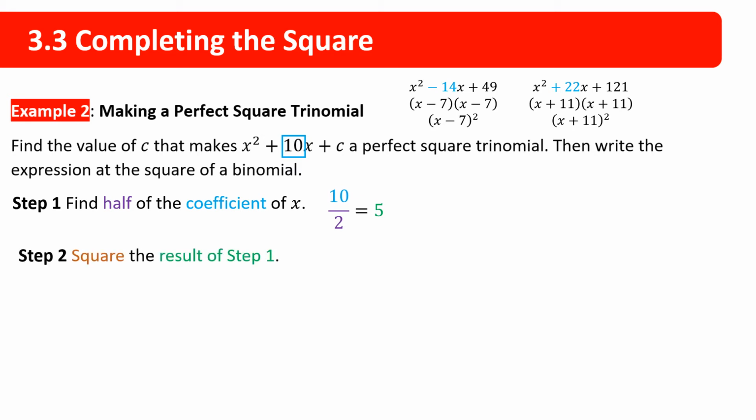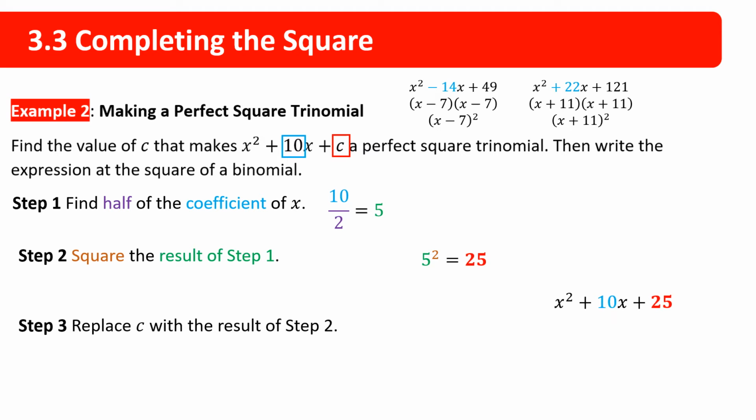And step 2, we want to square that. So we should come up with 25. And our answer will be x squared plus 10x plus 25. 25 is the value of c that's going to make this a perfect square trinomial. And if we tried to factor that, it should come to x plus 5 and x plus 5, or x plus 5 squared.